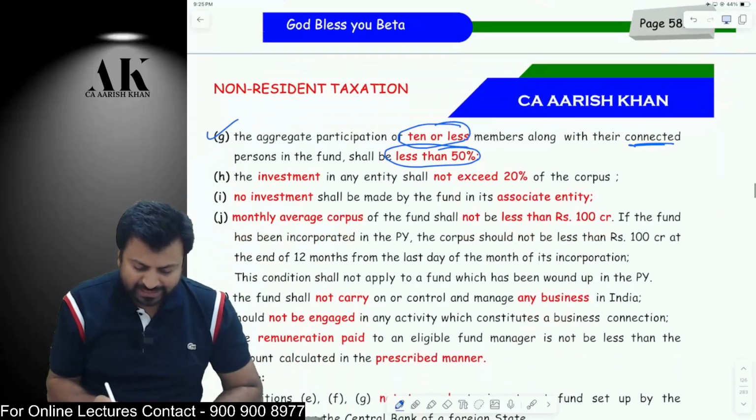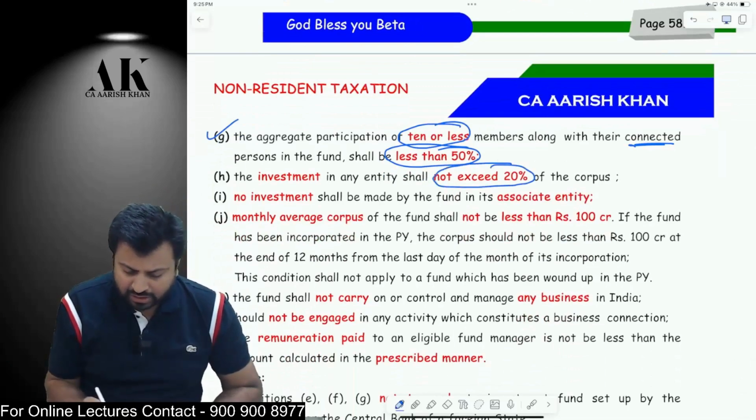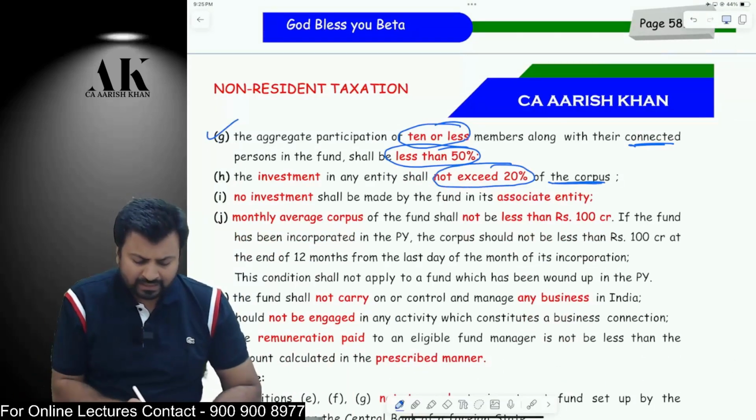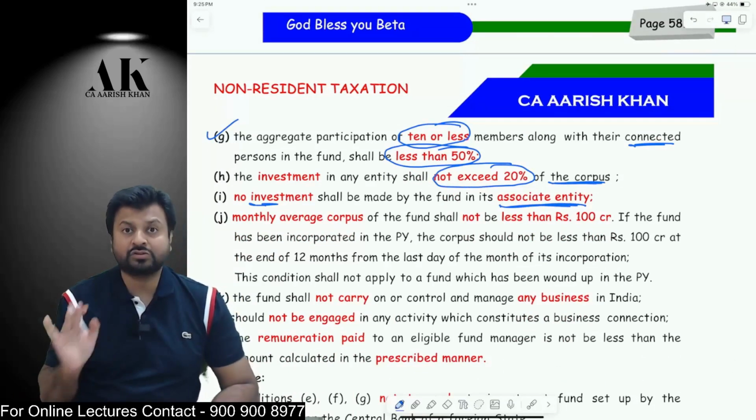Next, the investment in any entity. The fund should not invest more than 20% in any one entity. Okay. The fund should not invest any money in its associate entity. In an associate entity, the fund cannot invest any money.